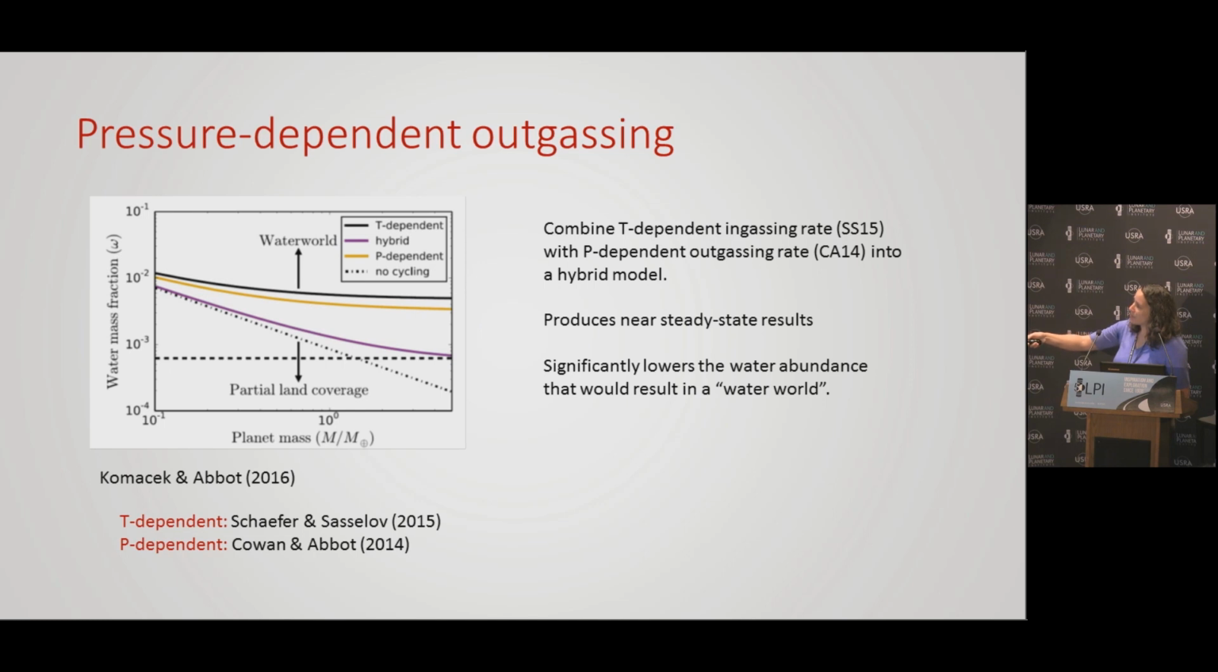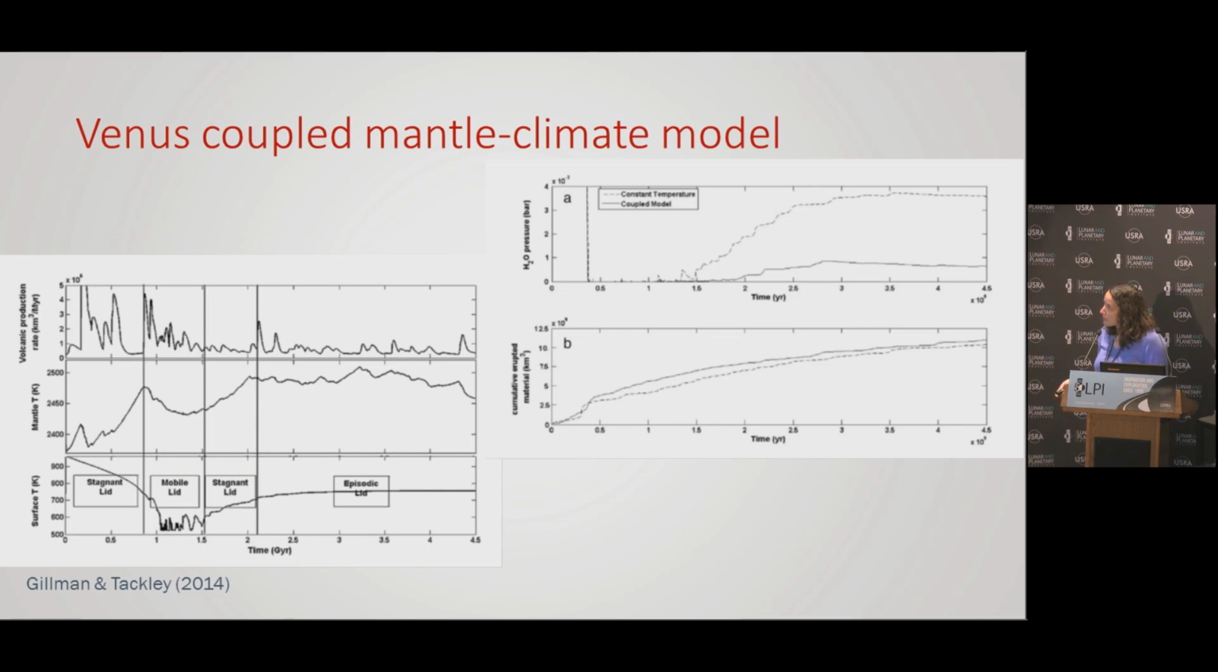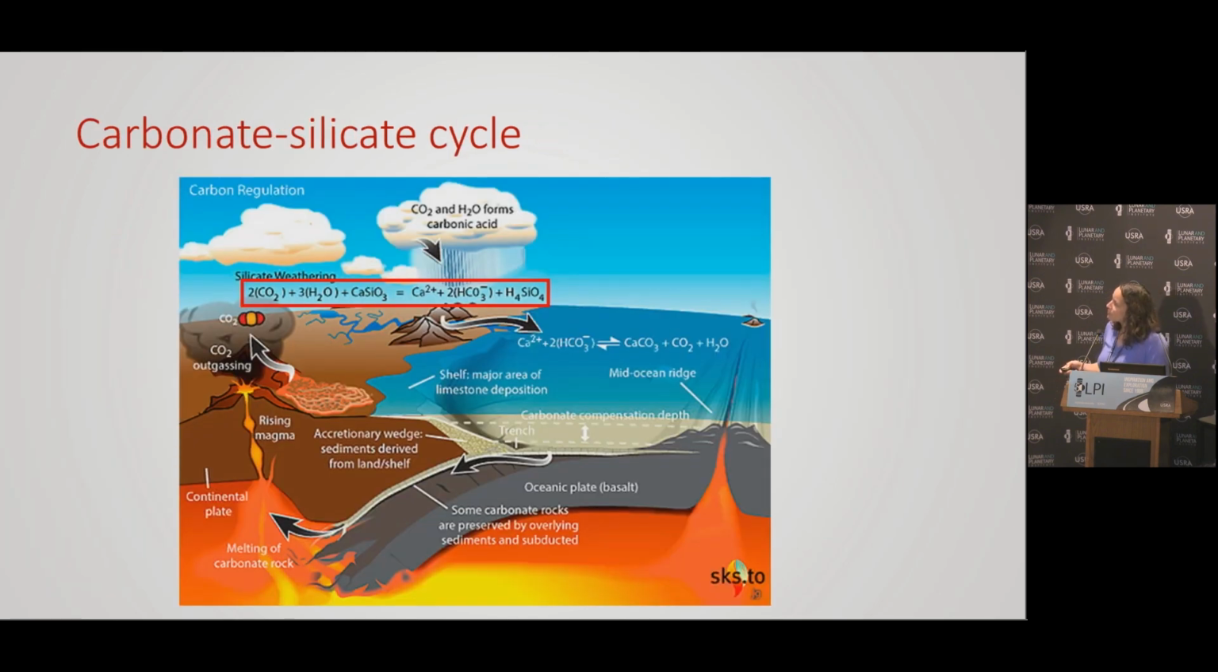This hybrid model, on the other hand, has a much lower water mass fraction needed to turn these planets into water worlds. And that's where the planet is mostly covered with water, so there's a very small amount of exposed land surface on these planets, and that has implications for the potential habitability of these planets and the operation of the carbonate-silicate cycle. I'm going to skip this for time, unfortunately.